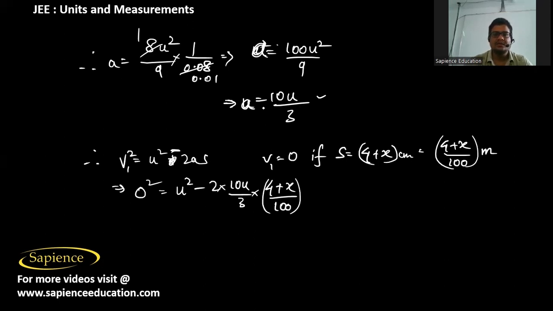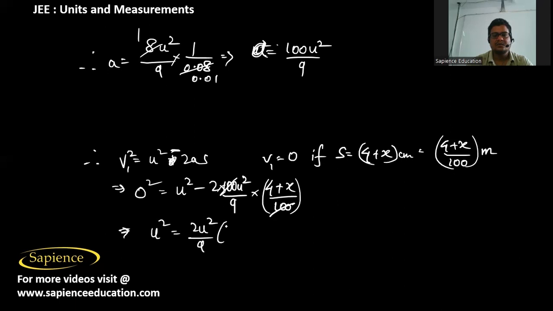Sorry, here a square. Sorry, a is 100 u square by 9. So a is 100 u square by 9. So 100 will cancel out. And here it means we will get u square equals 2u square by 9 into 4 plus x. So u square will cancel. So then we get 9 equals 8 plus 2x.